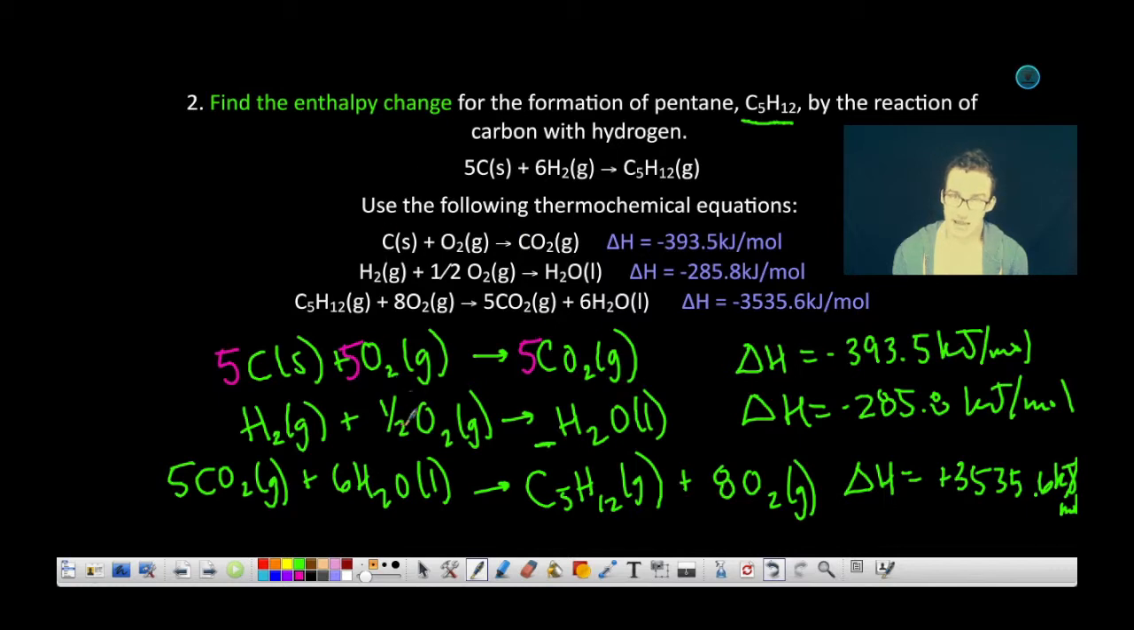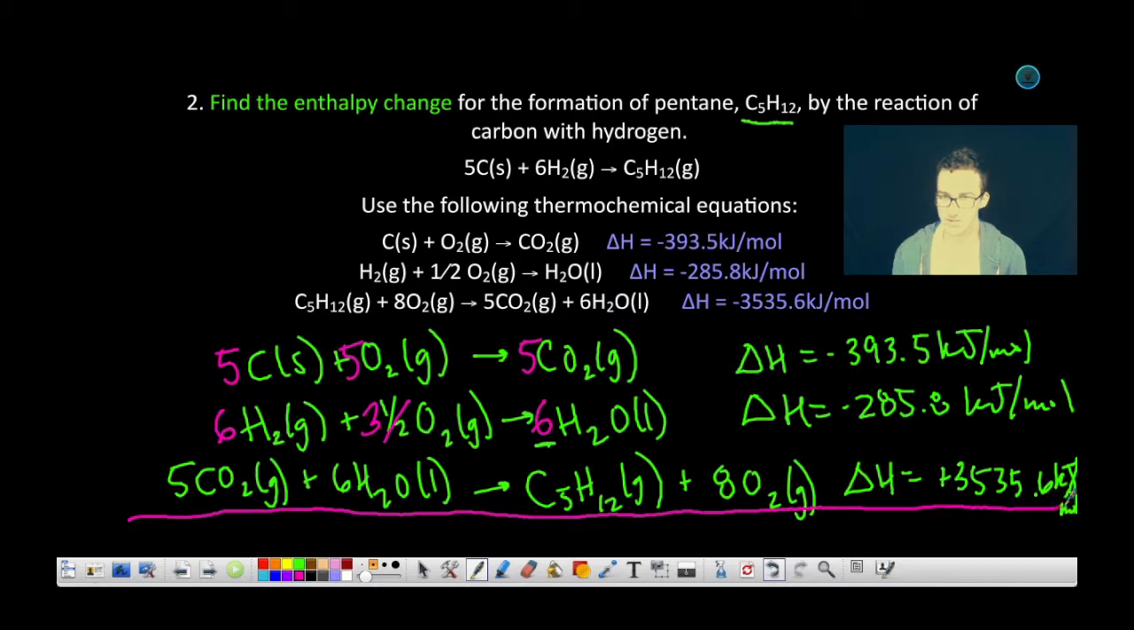As I look at the second equation, I need 6 moles of hydrogen, so I'm going to multiply this whole thing by 6. If I multiply 6 by 1/2, that'll give me 3 moles of oxygen, and you'll see how conveniently that works out for us. But as I look then, I'm going to leave the third reaction, other than reversing it, unchanged.